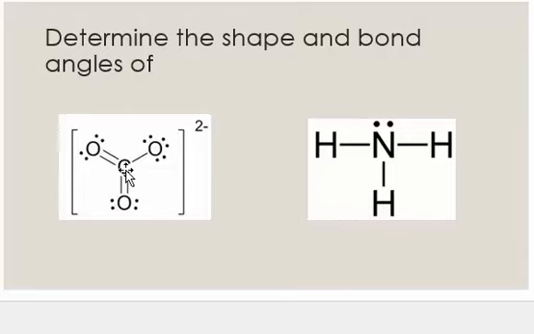The central atom in carbonate is a carbon bonded to 3 other oxygen atoms with no lone pairs on the carbon atom. The central atom in ammonia is bonded to 3 other hydrogen atoms and has 1 lone pair. Pause the video to determine the bond angles and shape of each species.